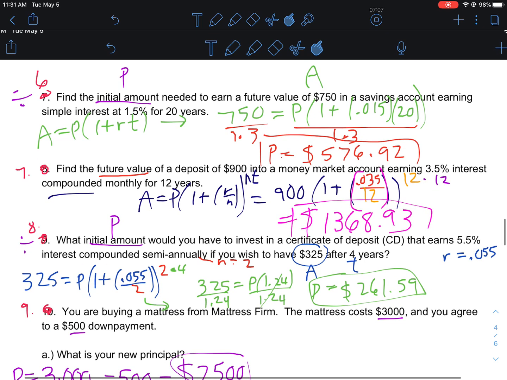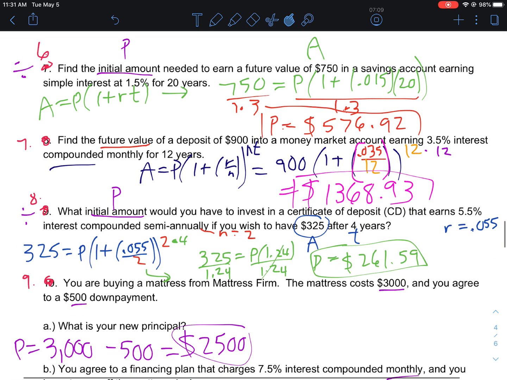Now, some of these questions that follow say find the initial amount. So notice I wrote right here a division sign because you're going to have to divide. So what you see for the work here is I want to have a future value of 750. That's why 750 is here. That's like saying I found A. I plug in everything else as normal, and then I just have to divide. So if I were to calculate 1 plus, and then the quantity 0.015 times 20, that's 1.3, and I had to divide to find that.